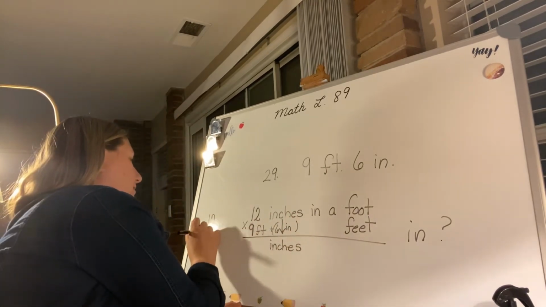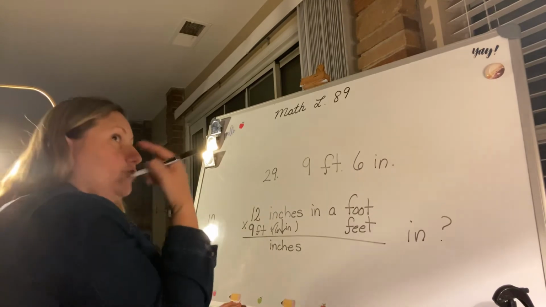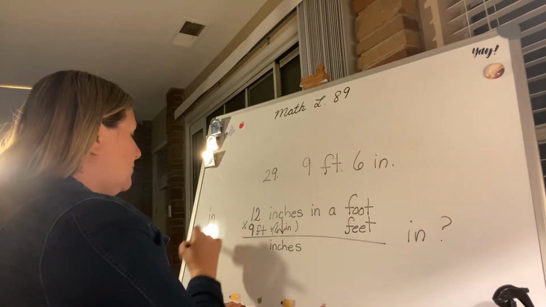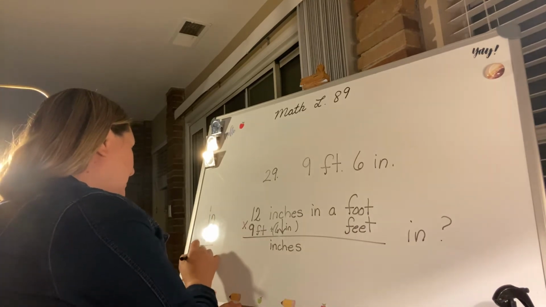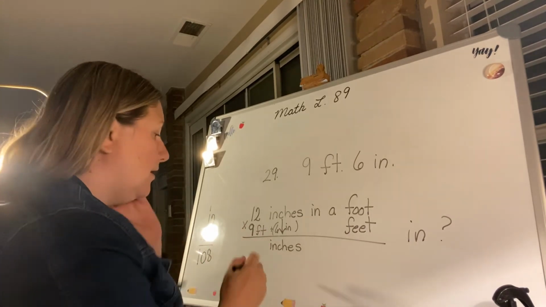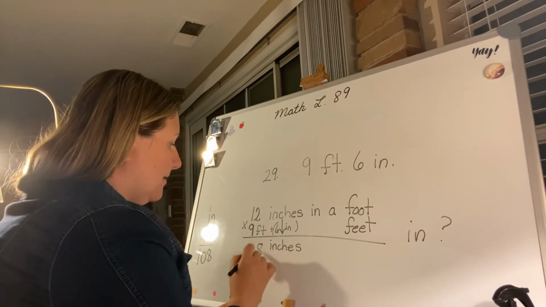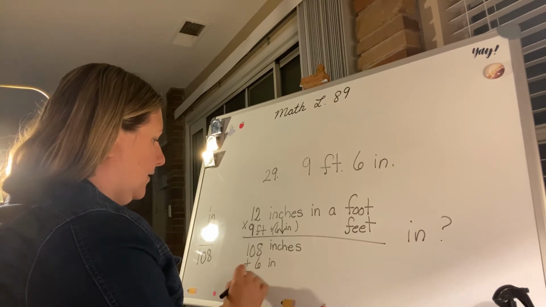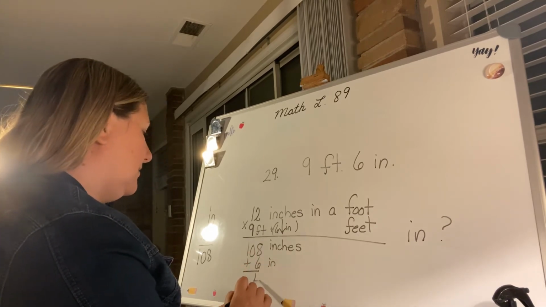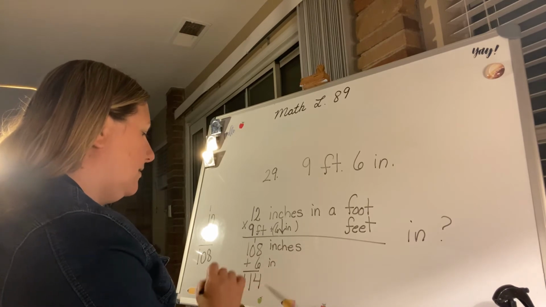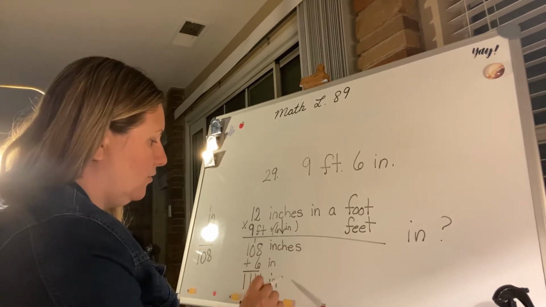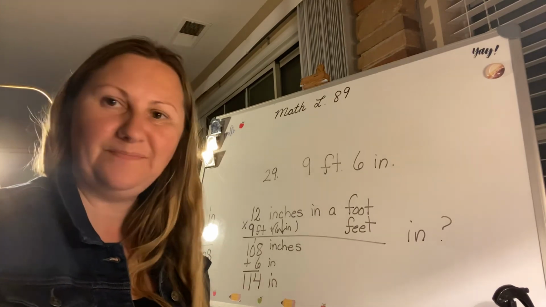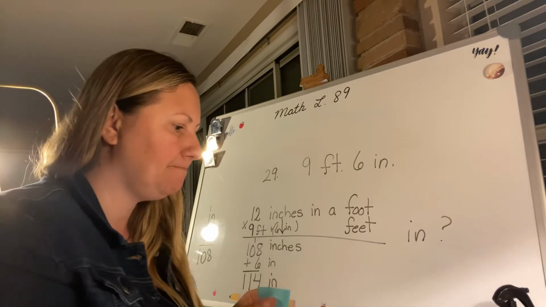So let's do it over here. 12 times 9. You should know this one in your head. 2 times 9 is 18. 9 times 1 is 9, plus 1 is 10. You should know that it's 108 plus that extra 6 inches. So let's see, 8 plus 6 is 14, 1, and 1. So the total is 114 inches. Okay, is that okay? Doing okay?